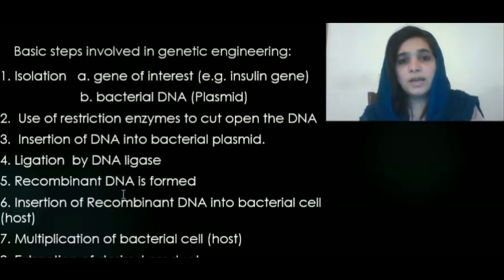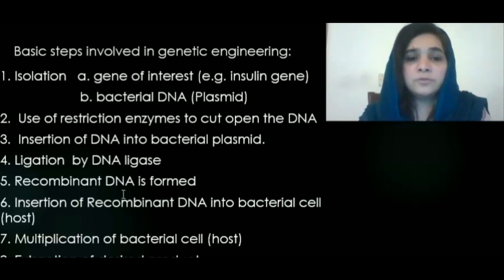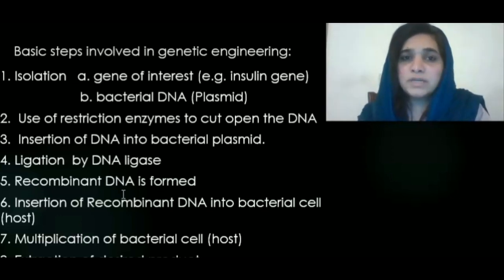So first of all, I am going to repeat. First of all, isolation of the gene of interest. You have to cut the DNA with the help of restriction enzymes. Then you have to insert the DNA into the bacterial plasmid. You have to join the DNA by means of DNA ligase. Number 5, as a result of this, recombinant DNA is formed. Then recombinant DNA is inserted into the host cell, and the host cell is allowed to multiply, resulting in the formation of the desired product.